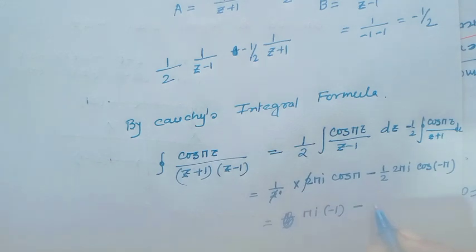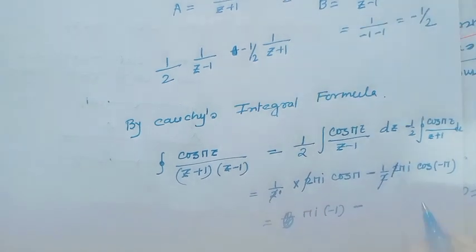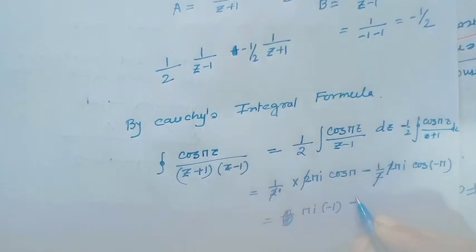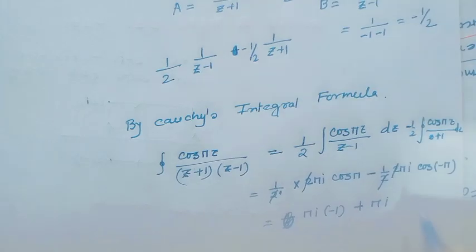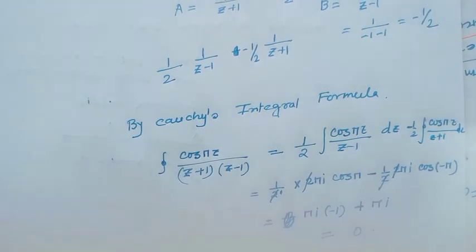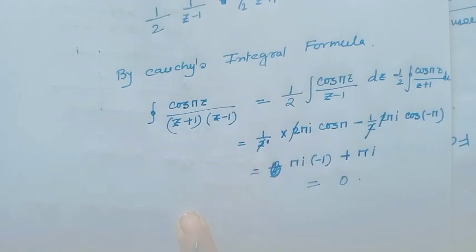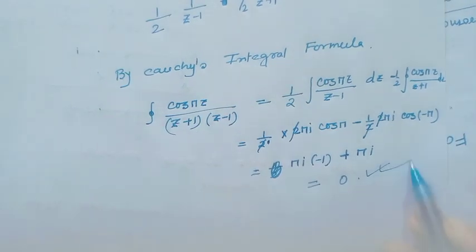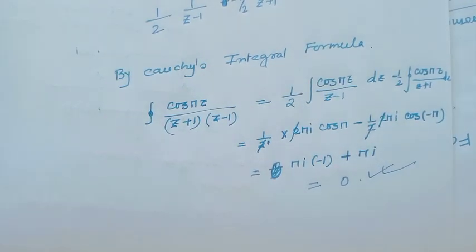So this value would be, here also 2 cancels, plus pi i. So this value is equal to 0. So by Cauchy's integral formula, this value is equal to 0. I hope all my viewers have understood this question easily. Cauchy's integral formula is very important for any competitive exam.